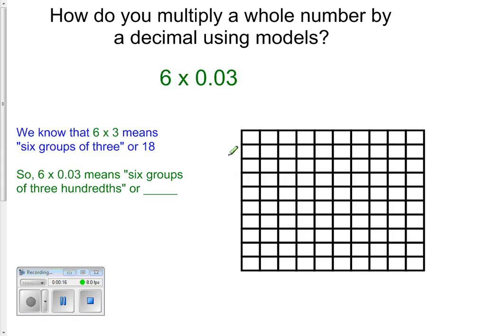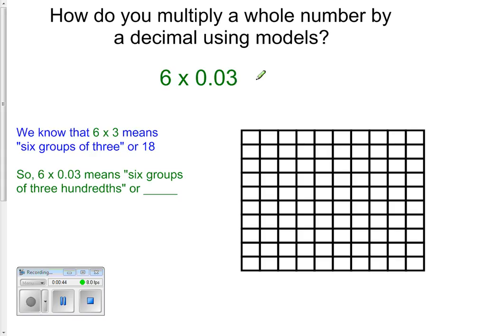But first, I want you to think about what we already know. Let's try to relate this to whole numbers. When we look at this problem, we see that it's almost similar to 6 times 3. And what do we know about 6 times 3? Well, we know that means 6 groups of 3 or 18. We feel comfortable with that. So now let's look at how we're going to relate this whole number expression to this decimal expression.